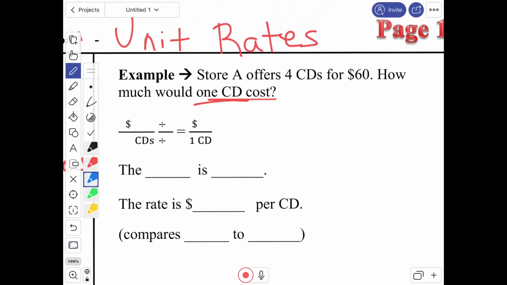So we want to find out how much 1 CD cost. When we compare things, you usually write them like fractions. So $60 for 4 CDs. And we're just simplifying that to 1. So I want to change 4 CDs to 1. So I would divide by 4. And if I do that on bottom, I'd have to do it on top. And 60 divided by 4 makes 15. The unit is CDs. That's the thing that turned into 1. And the rate is $15 per CD. We compared the cost to CDs.